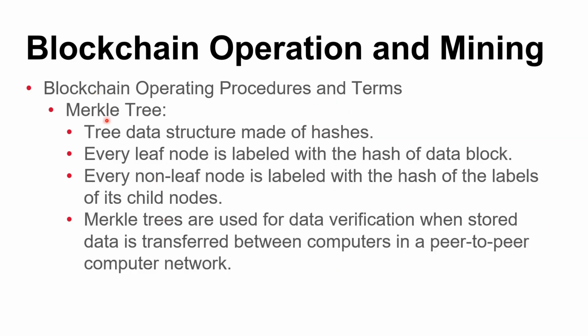And a Merkle tree. So a Merkle tree is a mathematical data structure. It's a tree structure made of hashes. So every leaf is labeled with the hash of its data block, and every non-leaf is labeled with the hash of labels of its child nodes. If you look back at the white paper written by Satoshi Nakamoto about Bitcoin, you can see he greatly refers to Merkle trees. Merkle trees are used for data verification when stored data is transferred between computers in a peer-to-peer network. So let's take a look here.